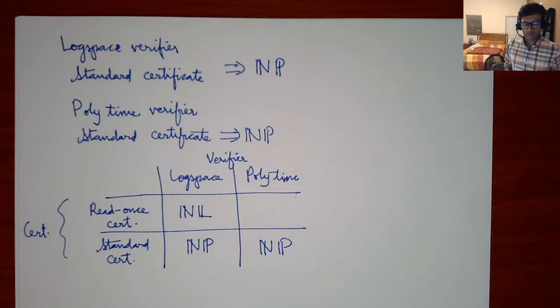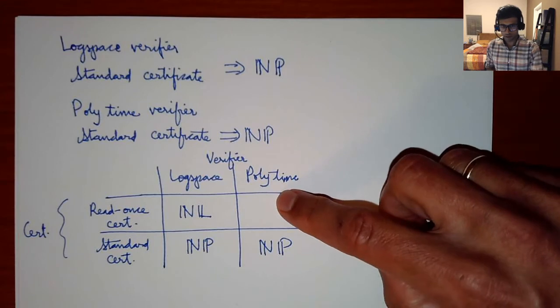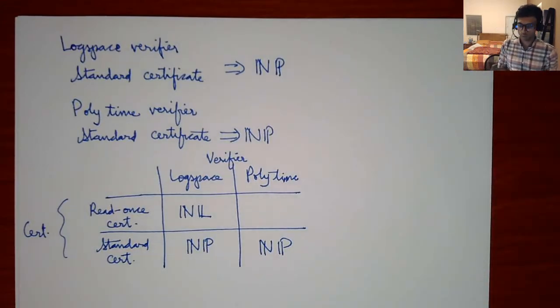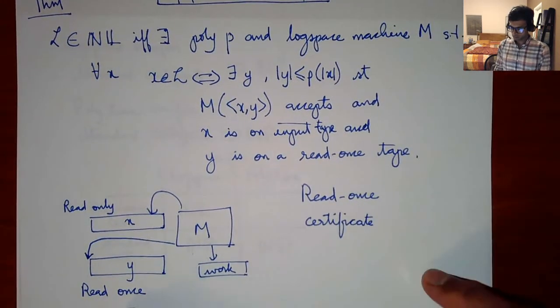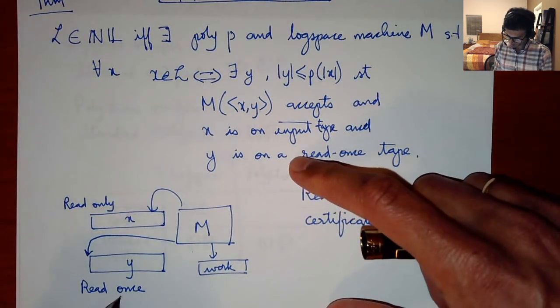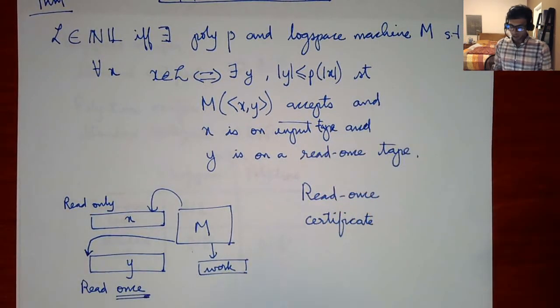You're right that this is NP, and the proof is actually much simpler. Because it's a polynomial time machine, the first thing it can do is read the certificate and copy it onto its workspace, at which point it can do whatever it wants with it. So the polynomial time verifier can just copy the certificate onto the workspace. A log space machine cannot copy the certificate. So this is read once, this is read only. That's the whole point of a log space verifier, right? It can read through the certificate, but it cannot store the certificate.